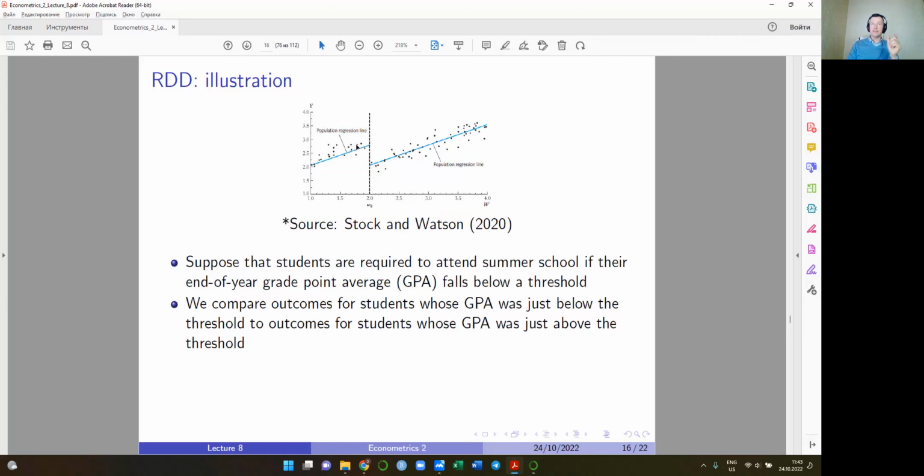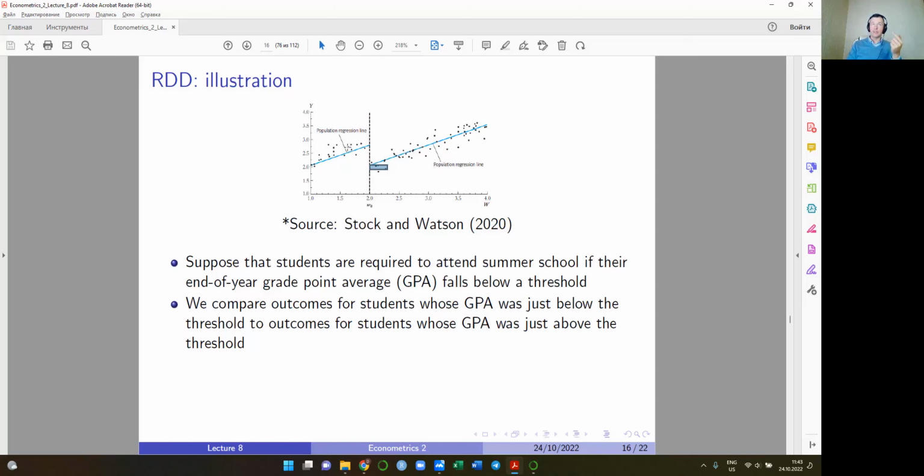But these people are less lucky. So these people were less lucky because their GPA was less than 2. They have been sent to the summer school. And in the next year, look what happens. The average for this cohort, the cohort which is very close to the border, to the threshold, is something like 2.6, which is higher than 2. And this can be thought of as a causal effect.